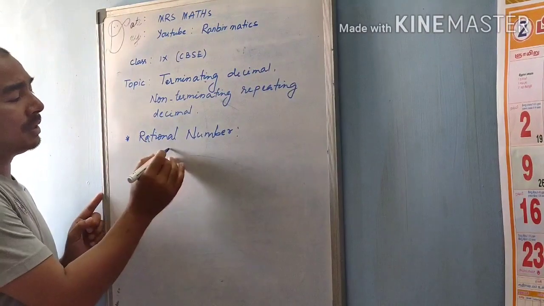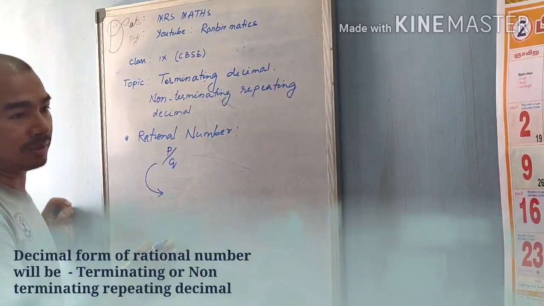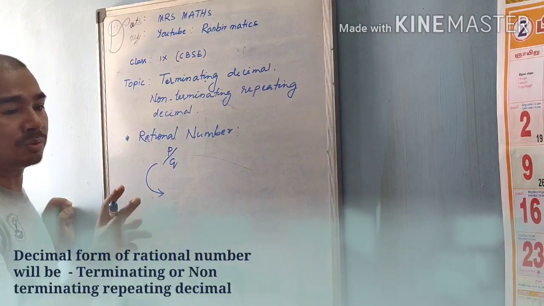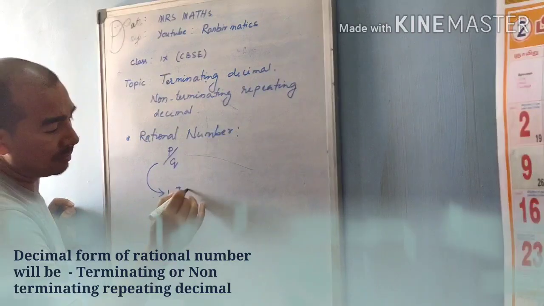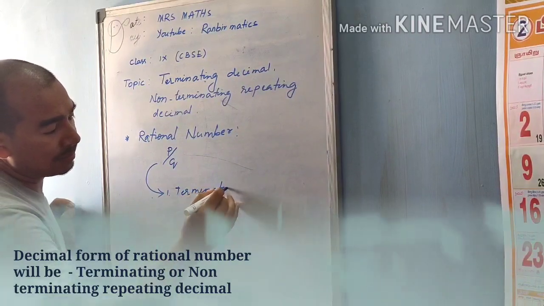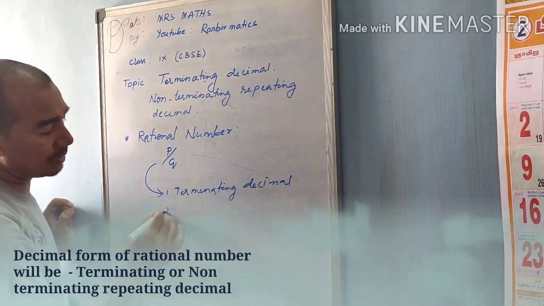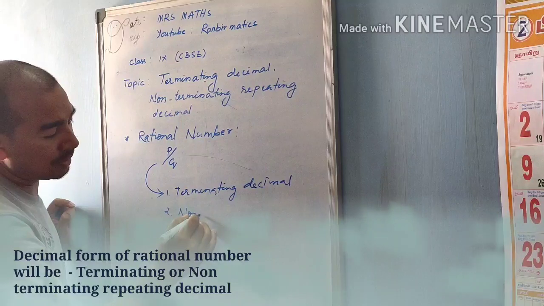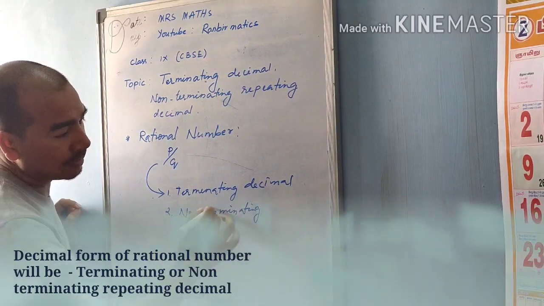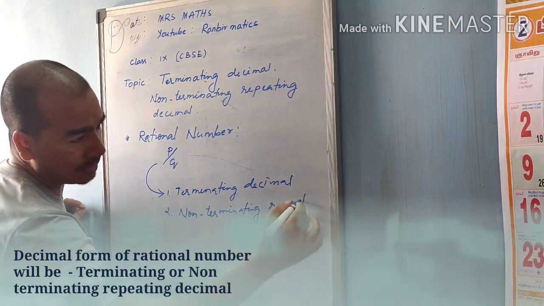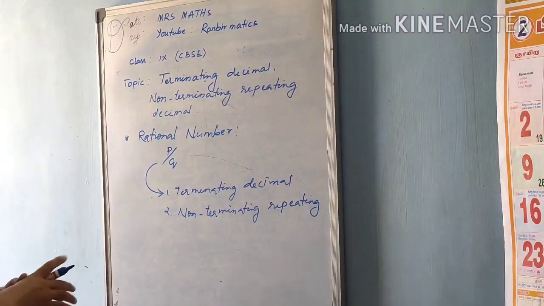If this rational number, for example p by q, is written in the form of a decimal, it will always come as one of two types of decimal. One is terminating decimal, and the next one is non-terminating repeating decimal. So these are the two things we are going to learn in this topic. Okay, let us see now.